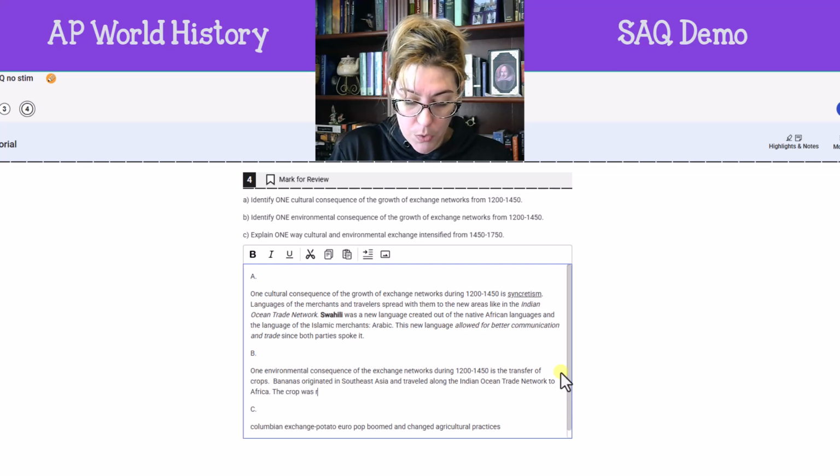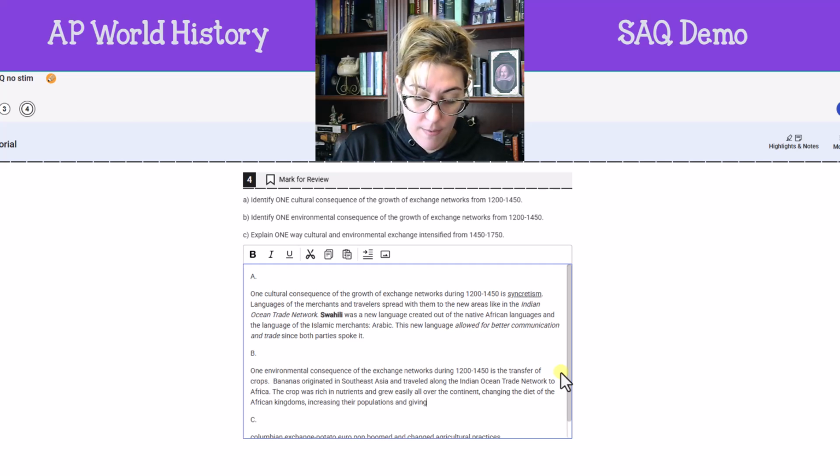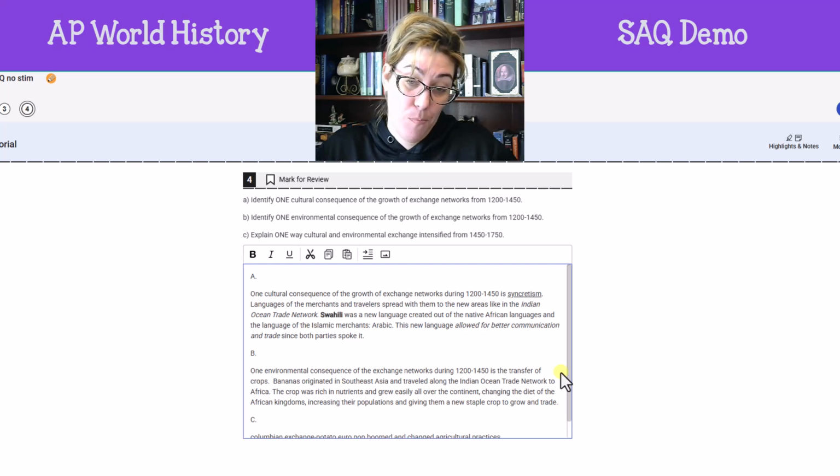This crop was rich in nutrients and grew easily all over the continent, changing the diet of the African kingdoms, increasing their populations and giving them a new staple crop to grow and trade. Boom.